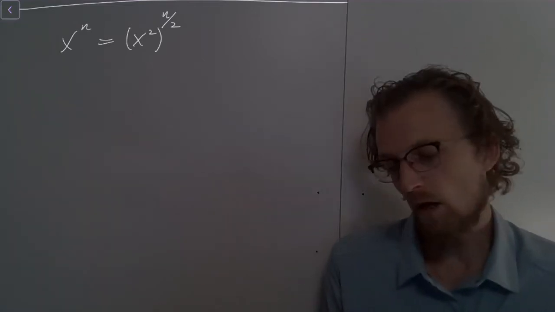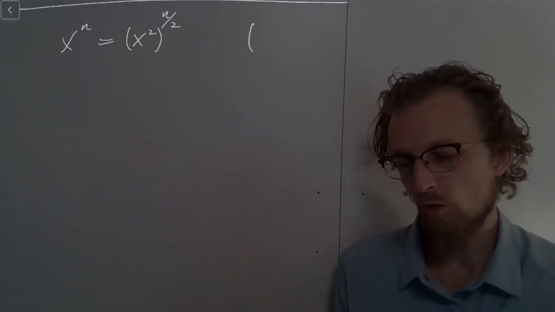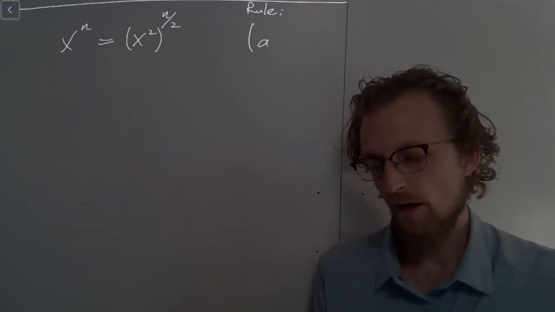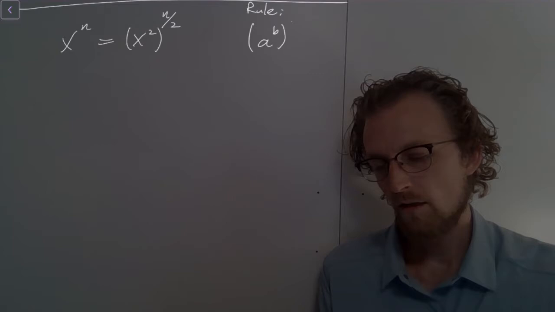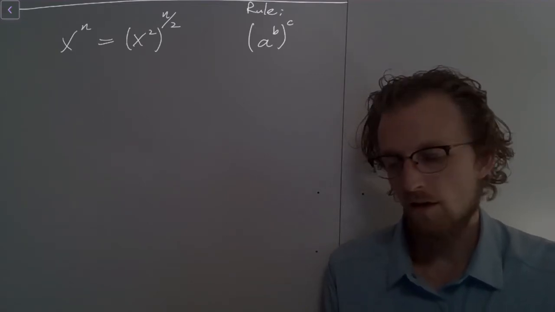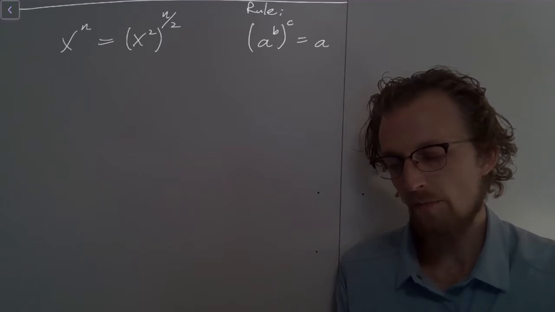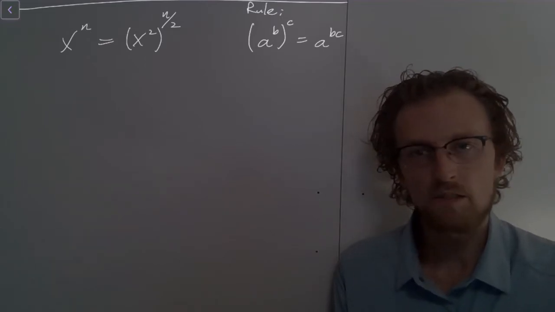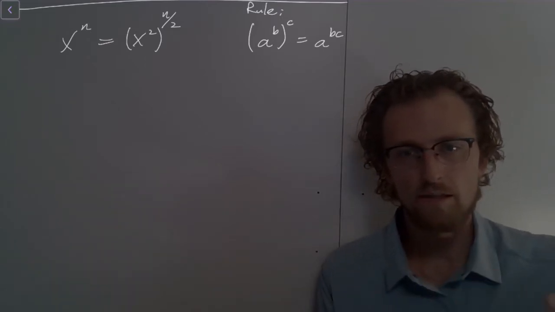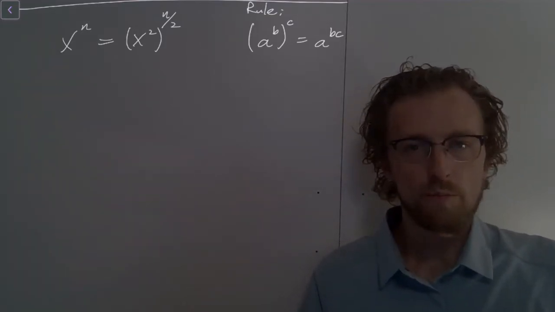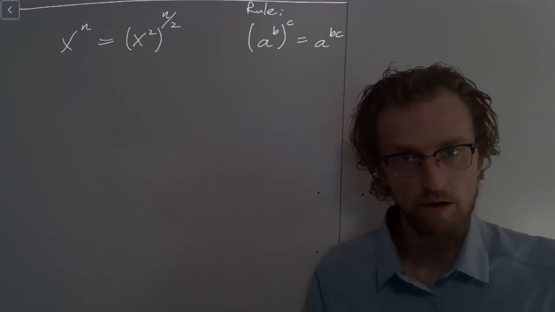Why is that? Well, this is a law of exponents: if I have a to the b, to the power of c, then by definition this is equal to a to the power of b times c. If I raise something that's to a power, I can put them all under one power that is the product of those two powers.